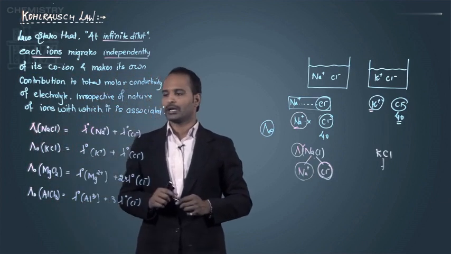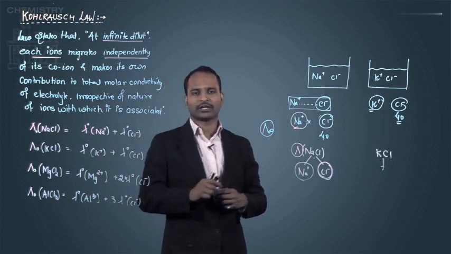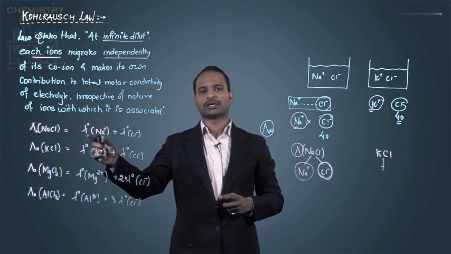When we write the molar conductivity of a complete electrolyte, then we represent it by the capital lambda. But when we write the molar conductivity for ions, then we represent it by small lambda.